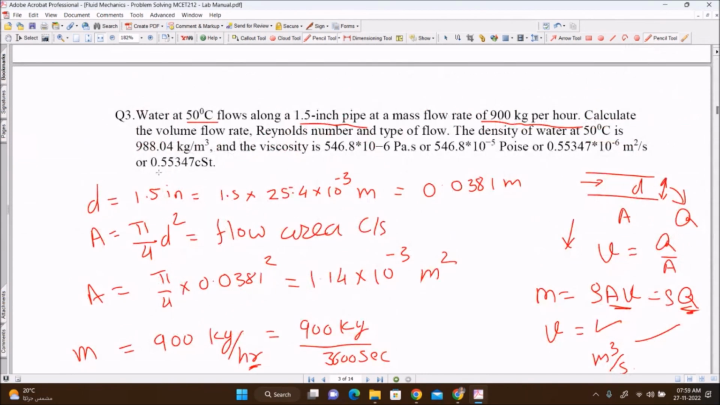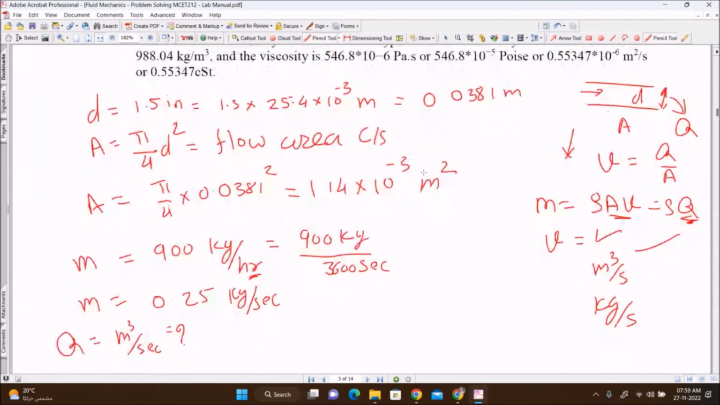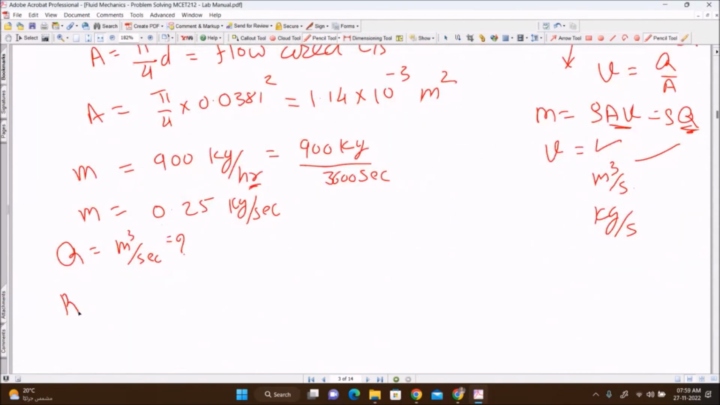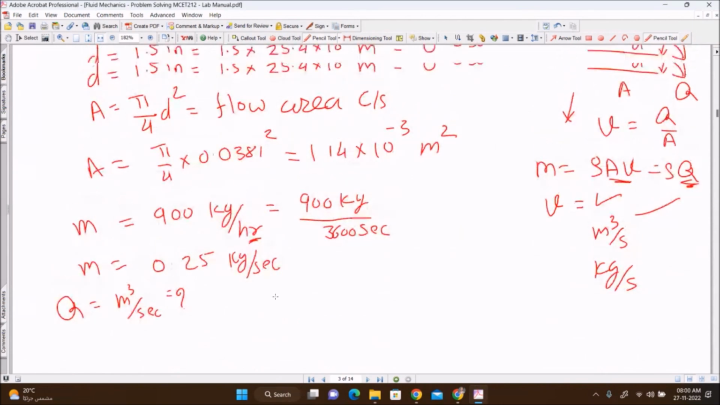Now read: calculate volume flow rate like discharge, then the Reynolds number and type of flow. We need a velocity for that. So whatever the problem, whatever the formula, we need velocity. So keep the target. What is asked is a second priority. First, from the given data, try to find out velocity.